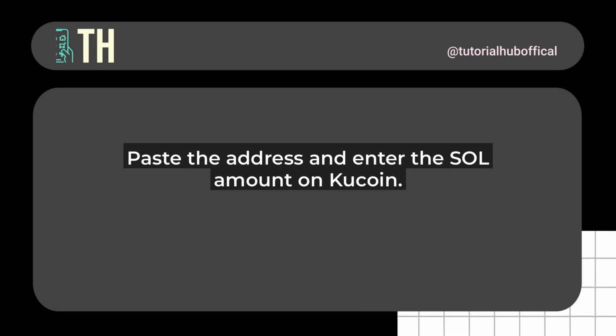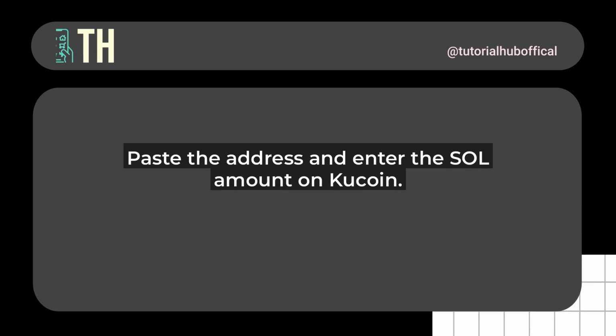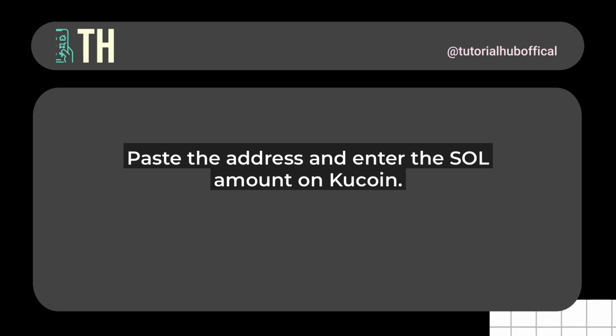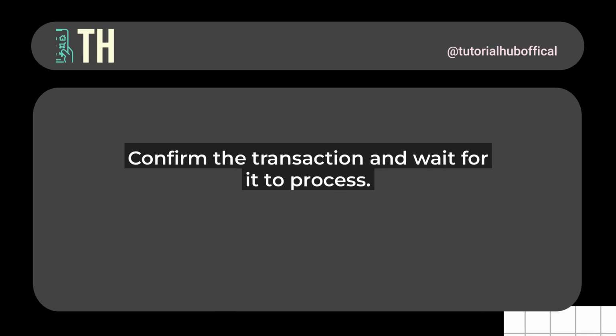Step 3. Back on Kucoin, paste your Metamask address into the withdrawal form. Enter the amount of Sol you want to send, making sure it's above the minimum withdrawal limit, usually around 0.01 Sol plus network fees. Review everything carefully, then hit Confirm. You'll get a confirmation email or text, so keep an eye on that.